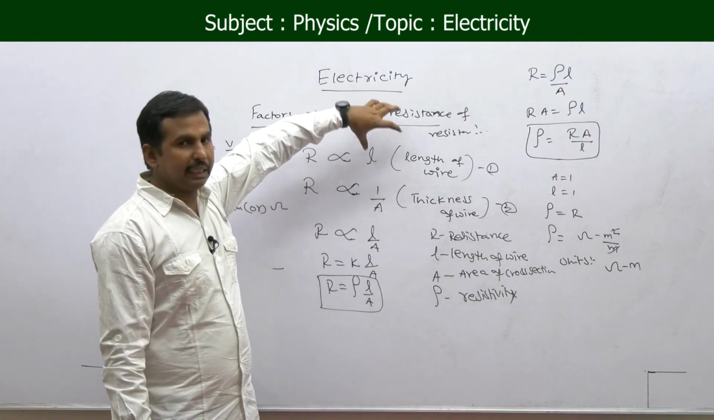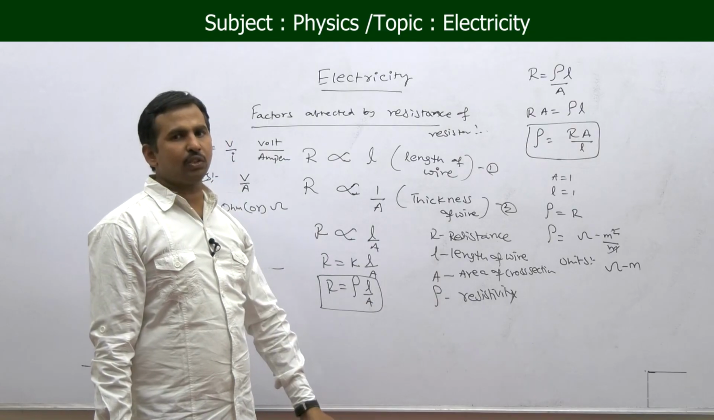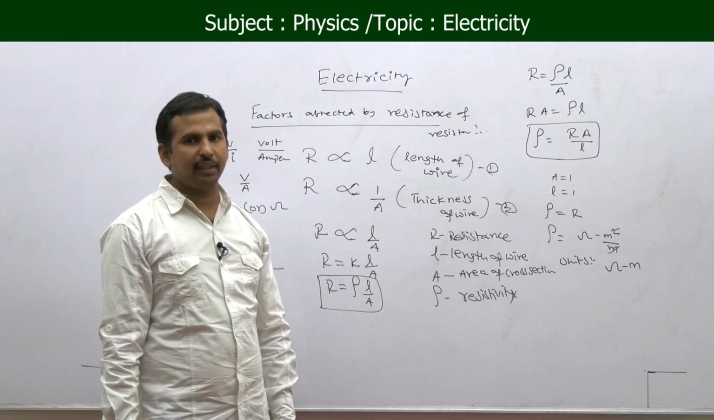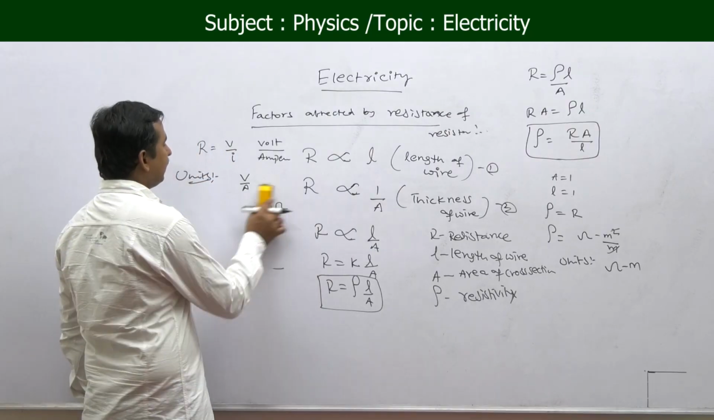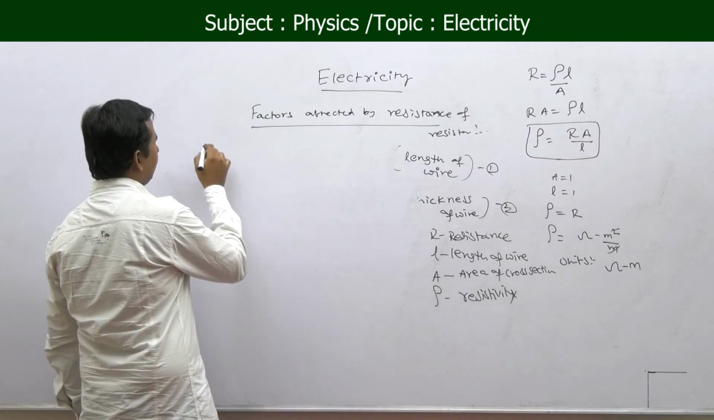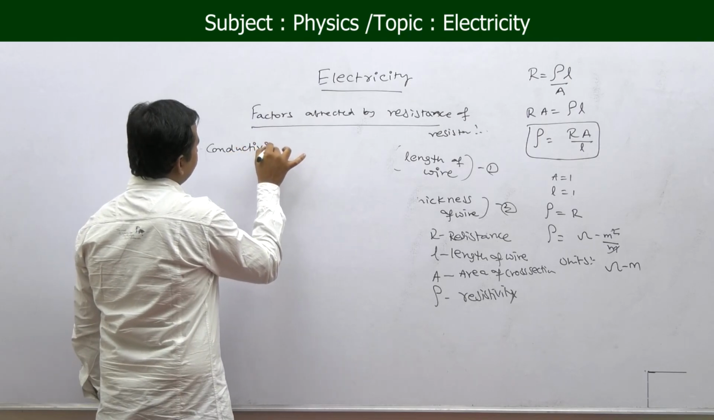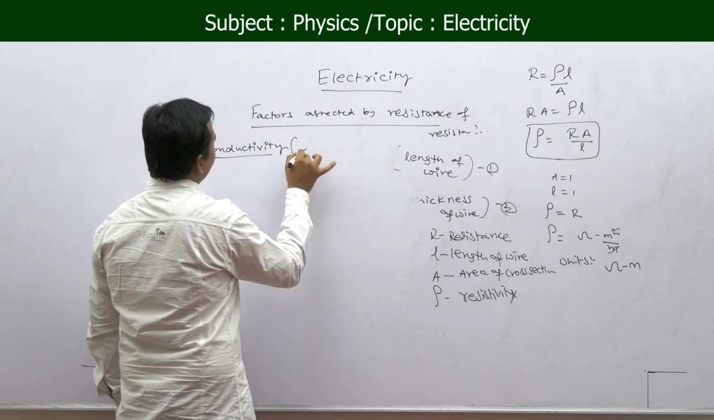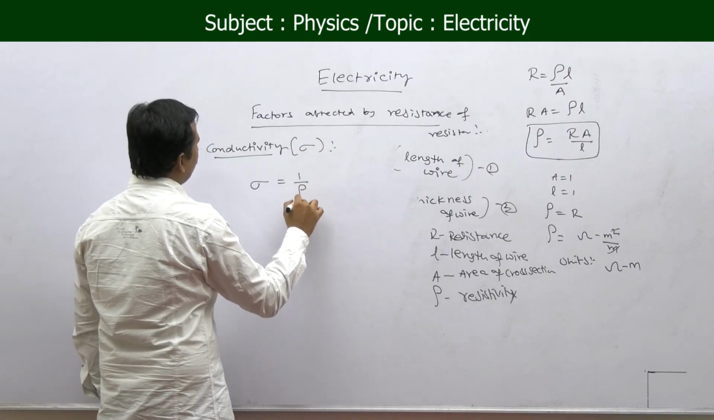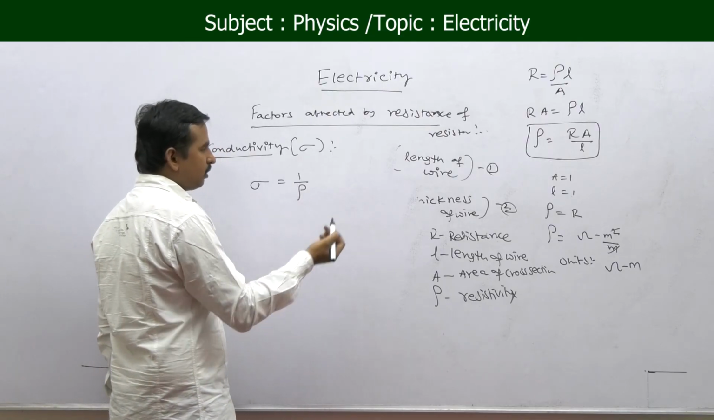That is about the resistivity of any material. Now, if you have the resistivity, then the reciprocal of the resistivity is what we call conductivity. So the reciprocal of resistivity we are taking. Next one, conductivity, which is represented with sigma. Then conductivity sigma is equal to 1 by rho, that is, the reciprocal of resistivity.